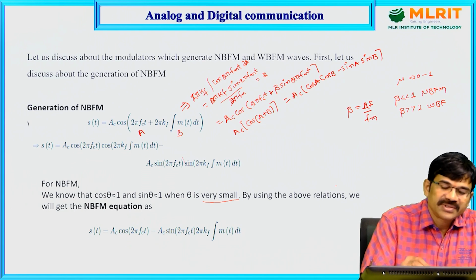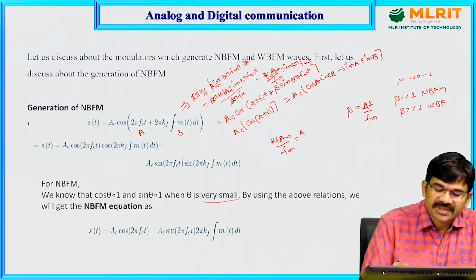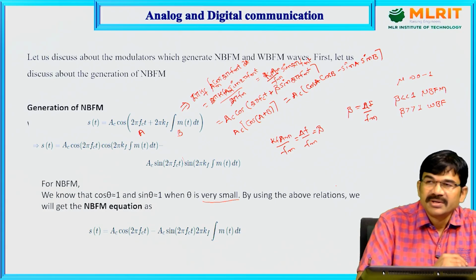2 pi cancel. What is the value we are getting? Kf, and here amplitude is also there, Am. So here we are getting Kf Am by fm, sine 2 pi fmt. So Kf Am by fm, this is nothing but del f by fm. This is nothing but the beta value.